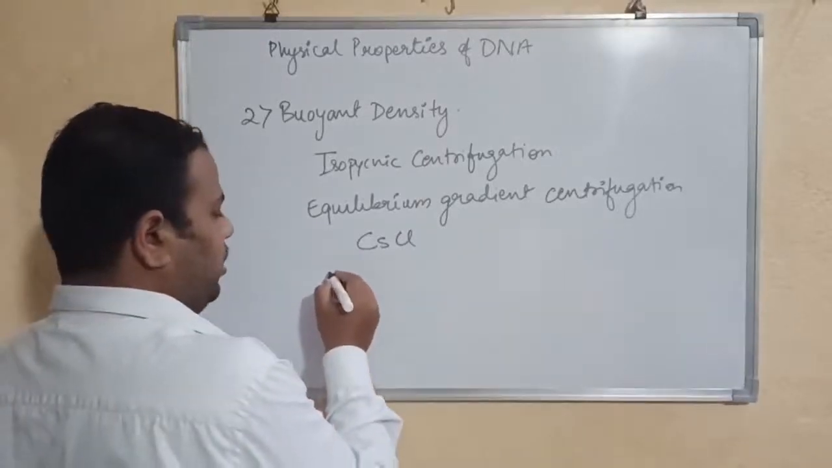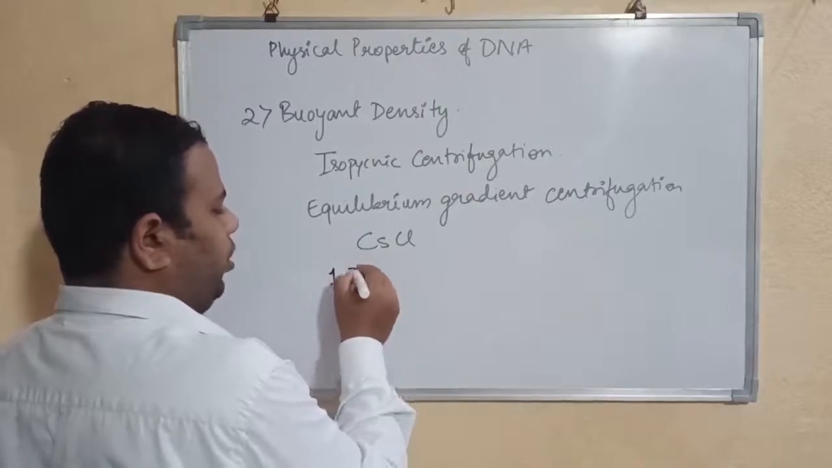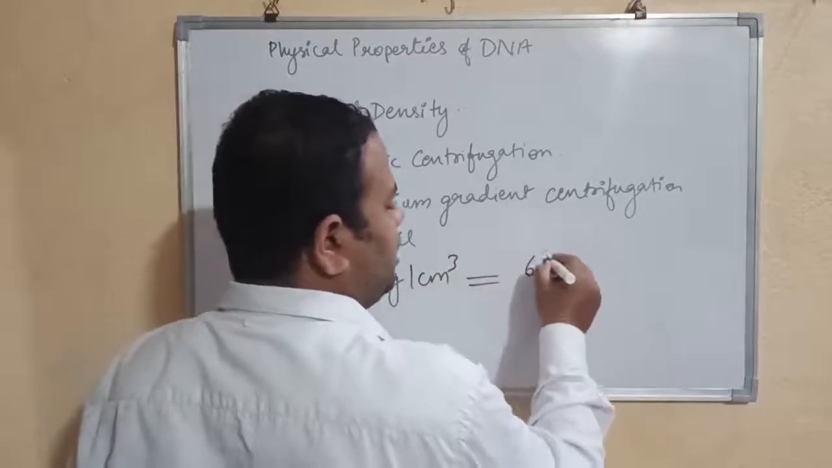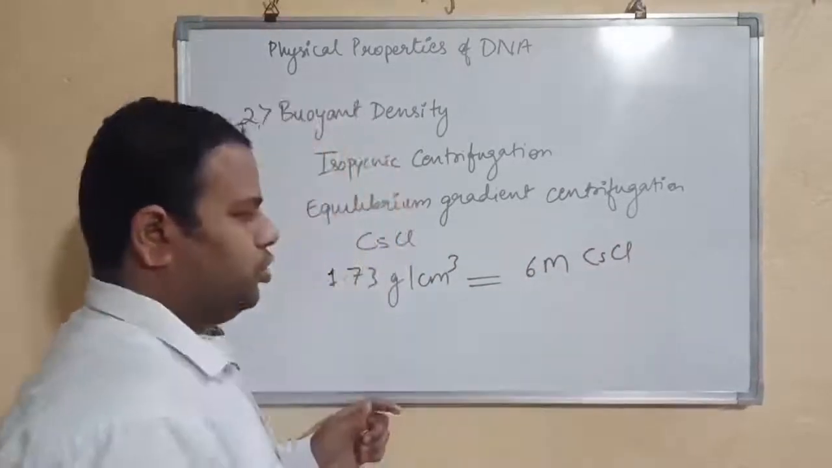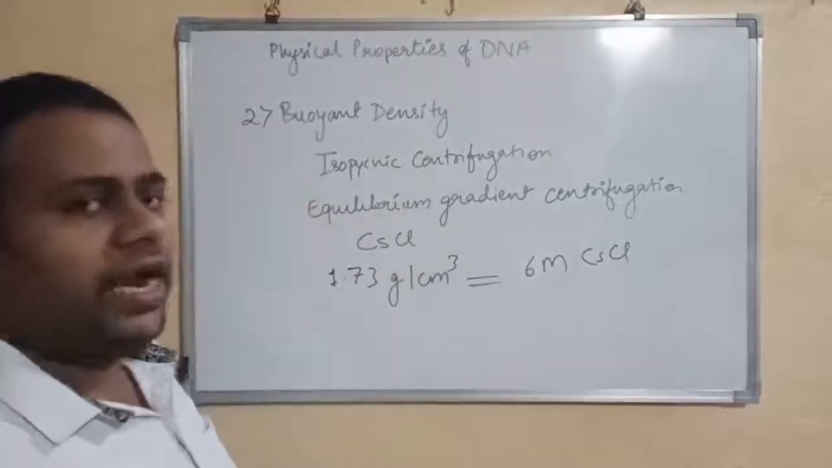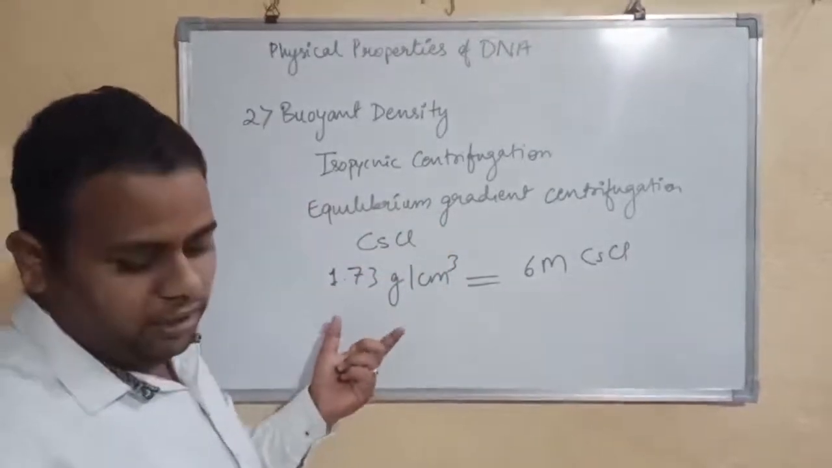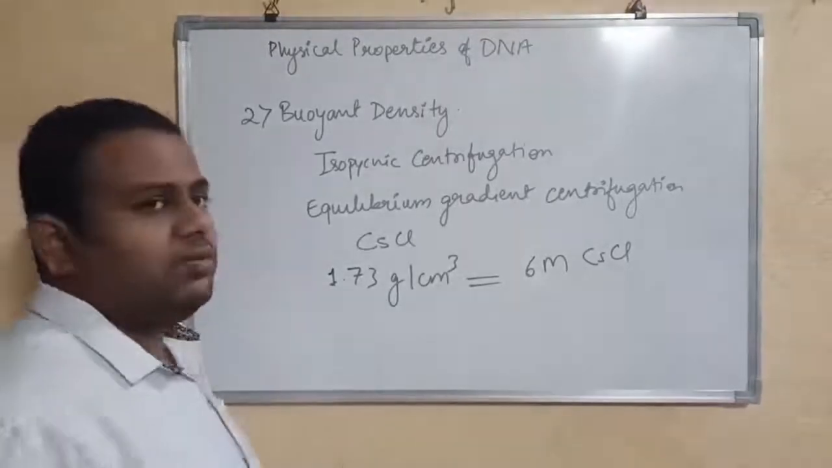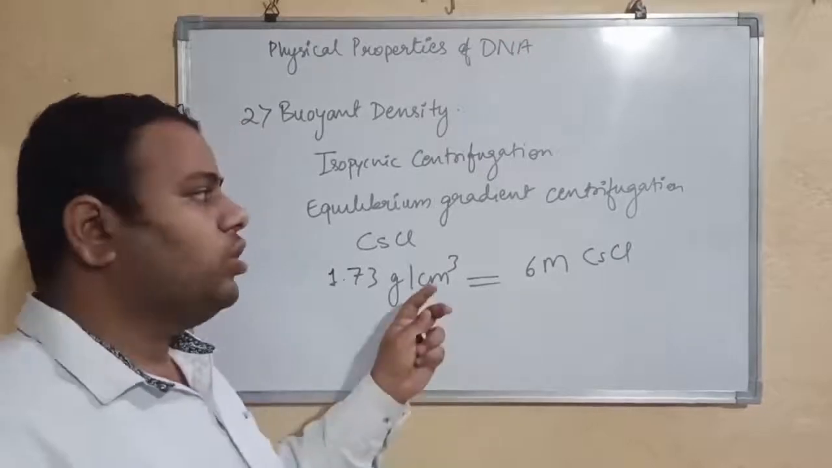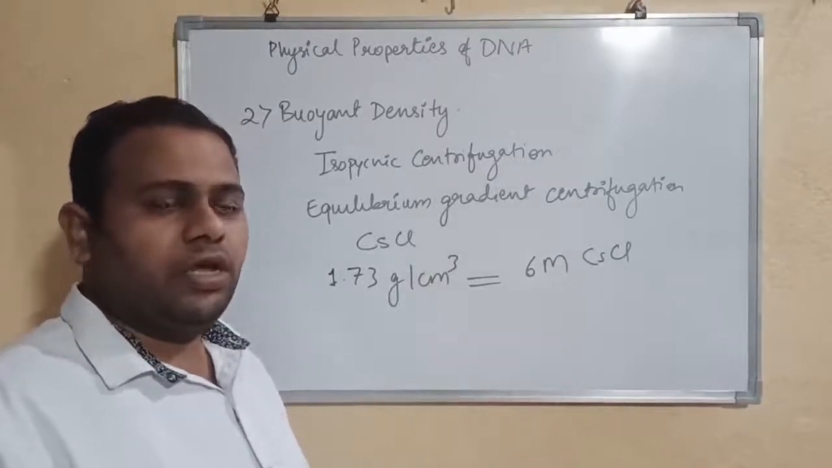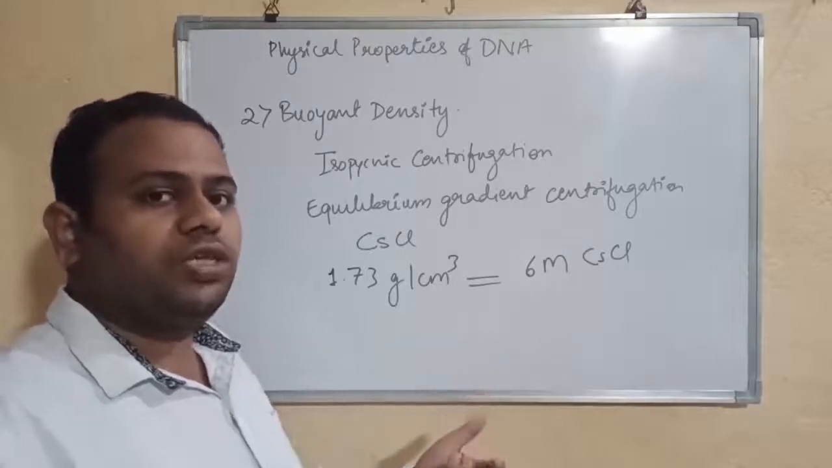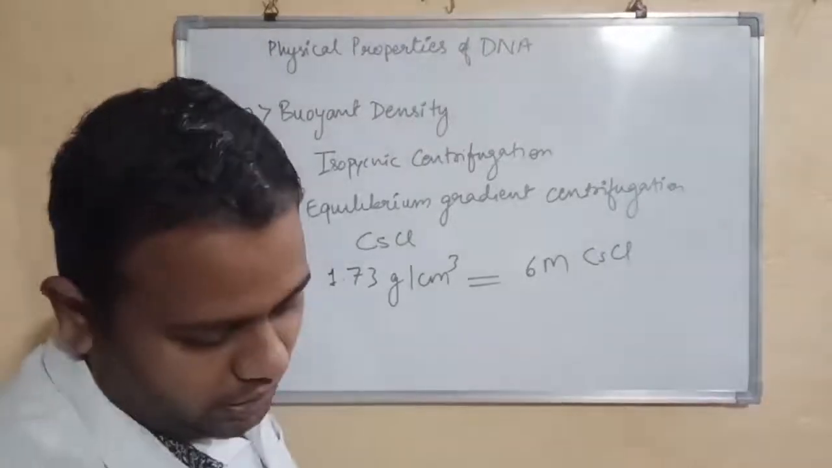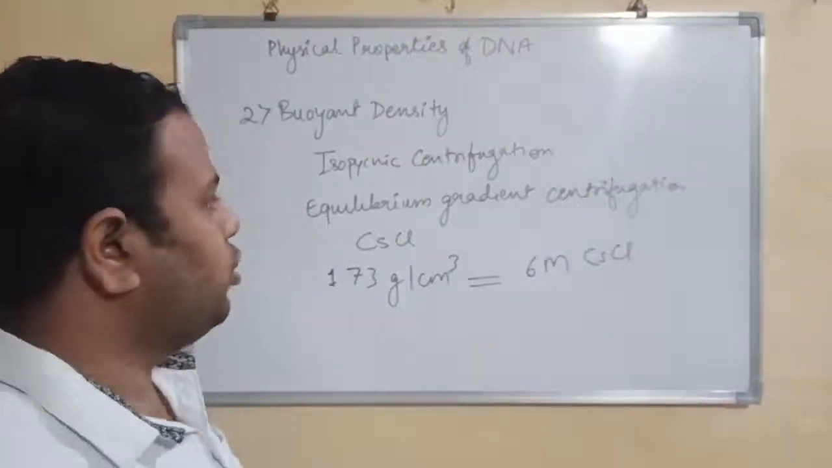So the buoyant density of DNA is 1.73 grams per centimeter cube, which is equivalent to 6 molar cesium chloride solution. So when we take 6 molar of solution in density gradient centrifugation, the density comes out to be 1.73 grams per centimeter cube. So this helps in knowing how the DNA will be isolated from different biological samples. So we can frame the solutions with the help of which we can isolate the DNA. So this is an important physical property that helps in isolation of DNA.